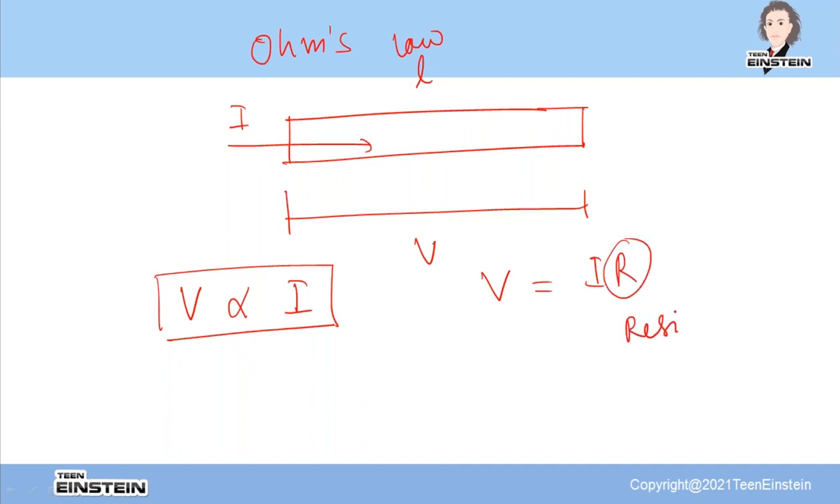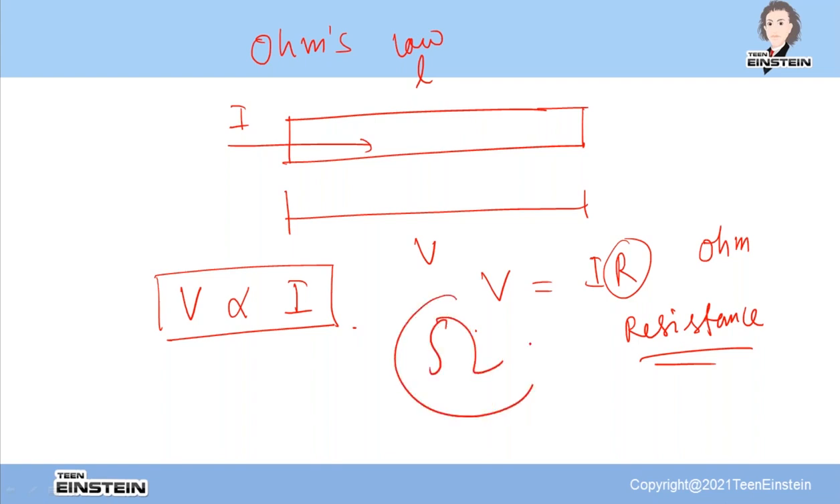You might have learned this already in your previous classes, so it is just a repetition. V is equal to IR, and resistance has the unit ohm. This ohm is denoted by this symbol. Okay, this is ohm. So we have learned this.